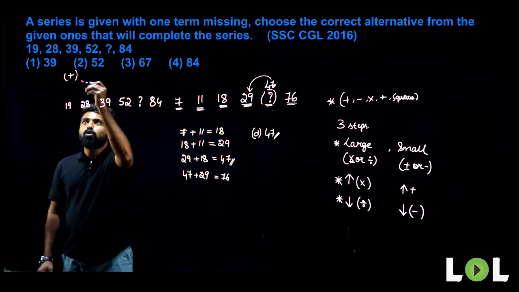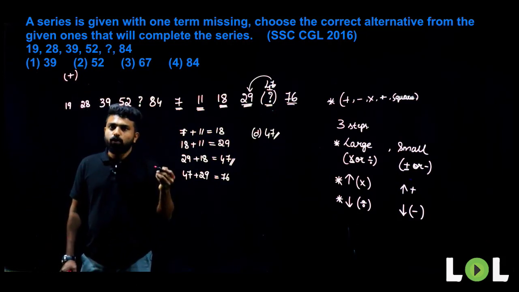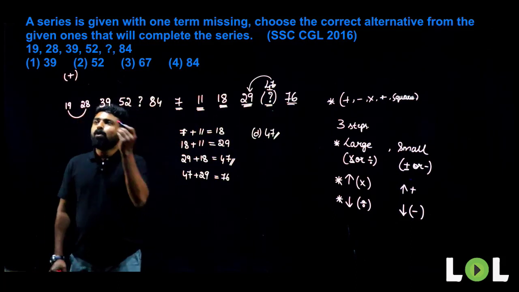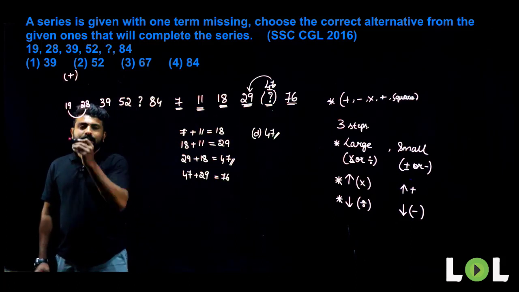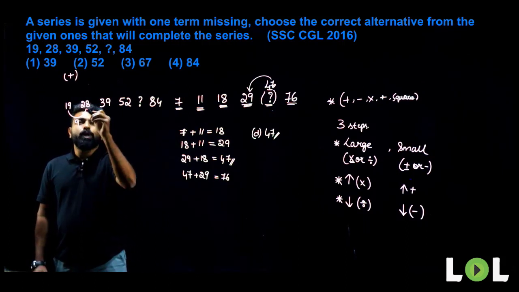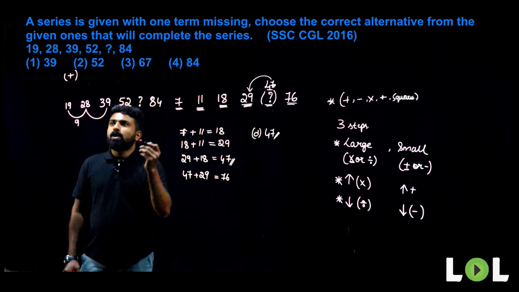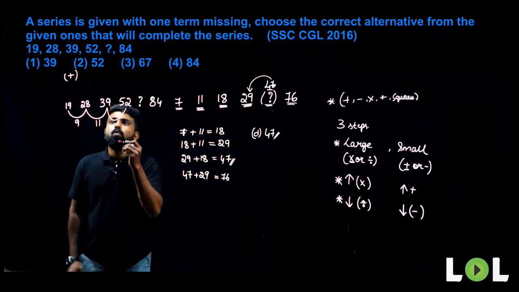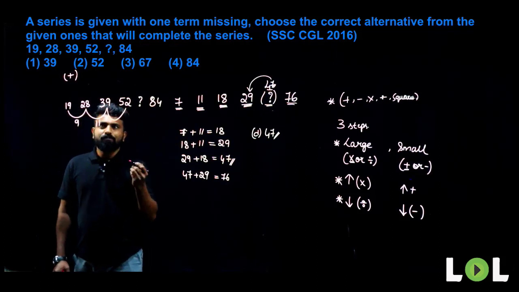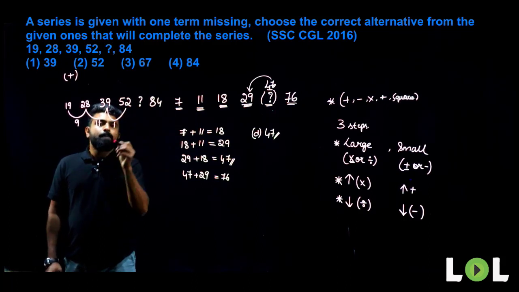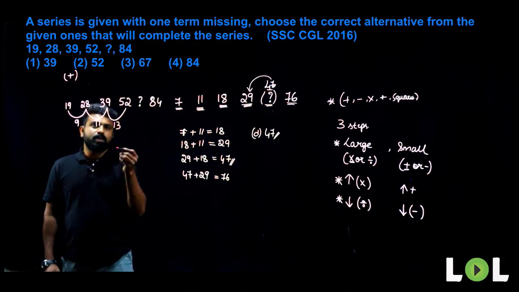So when you get to know that there is addition involved within the series, what do we do? We start taking the difference between the consecutive terms. What is the difference here? 28 and 19. 19 plus 9 gives me 28. What about 28 and 39 here? Now again, the difference becomes 11. 28 plus 10 gives me 38, plus 1 gives me 39. What about 39 and 52? What is the difference here? 39 plus 10 gives me 49, plus 3 gives me 52, 13.